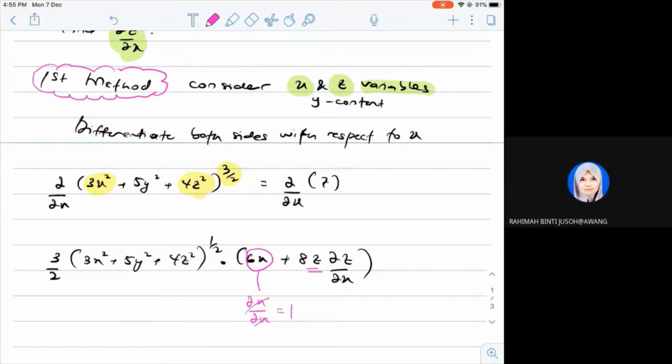Alright, so now we differentiate. Okay, so settle already for this. And then differentiate the right hand side. So differentiate this with respect to x, we will get what? 0. Okay, we will get 0.